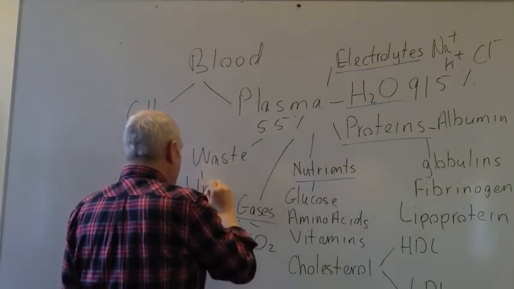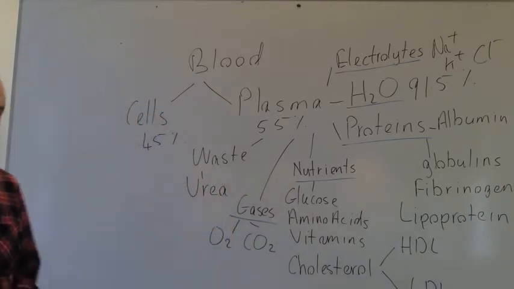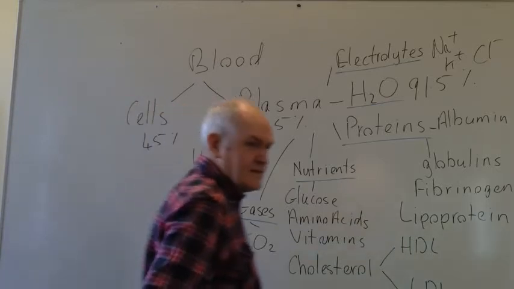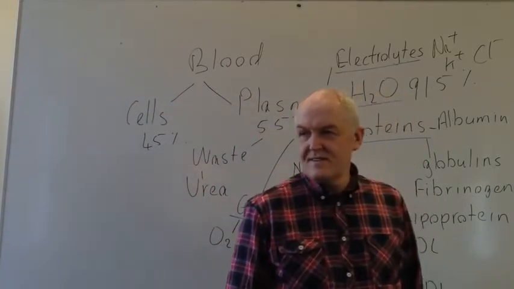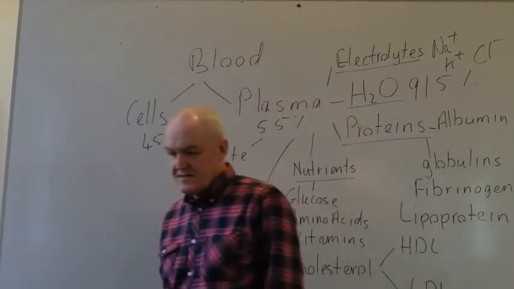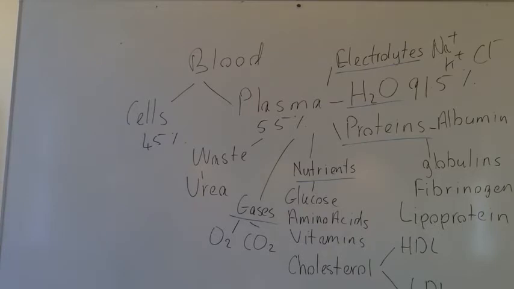Urea would be a good example. Urea is produced in the liver to excrete waste nitrogen. It circulates in the blood and is excreted into the urine by the kidneys.